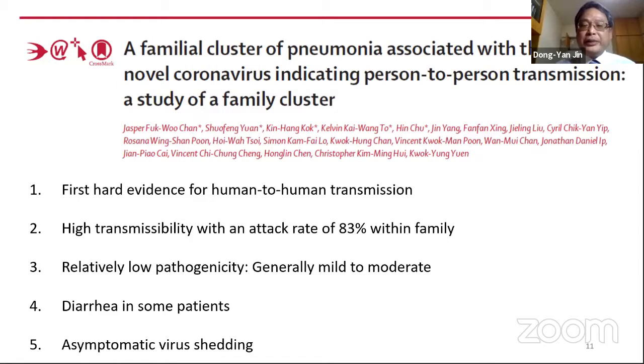And they actually, by studying this family cluster, have demonstrated the main clinical and transmission features of SARS-CoV-2 and COVID-19. These include high transmissibility with a very high attack rate within the family, 83%. Six out of seven members in Shenzhen got infected. And if you trace back to their relatives in Wuhan, altogether 83% got infected.